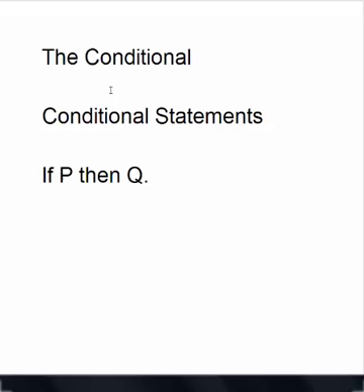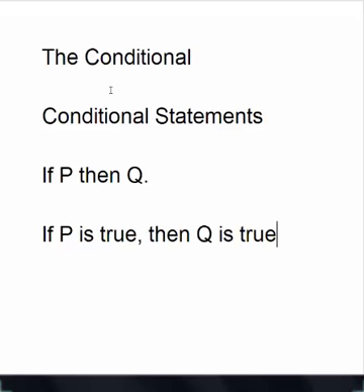A conditional statement contains two propositions, but it itself is only one. Only one thing. When we say if P then Q, we are only asserting one single thing, and that is this. If P is true, then Q is true. And I think that that's a good thing to keep in mind.